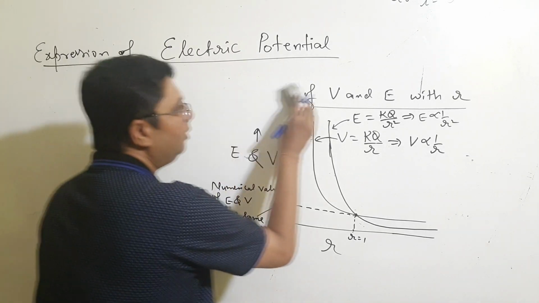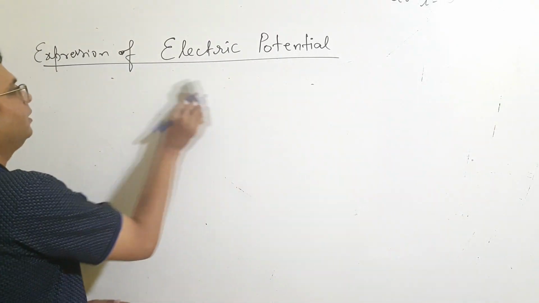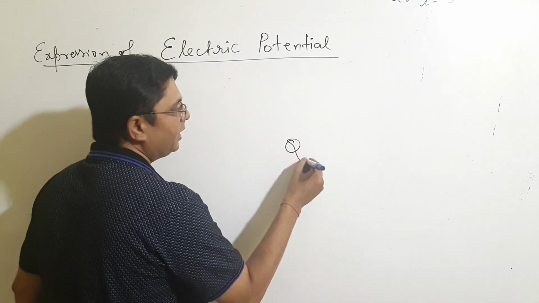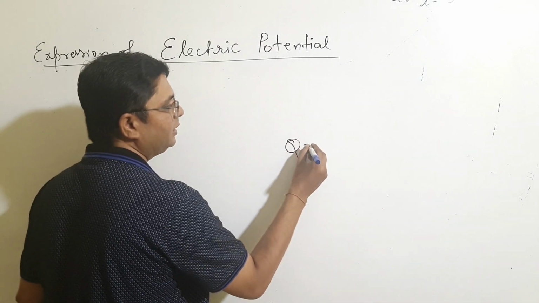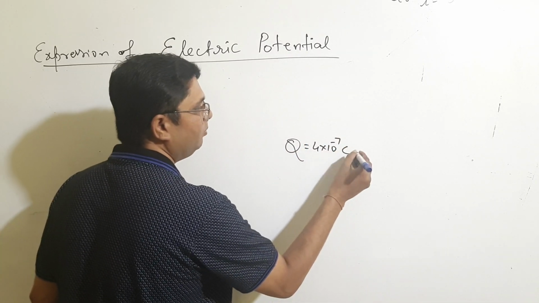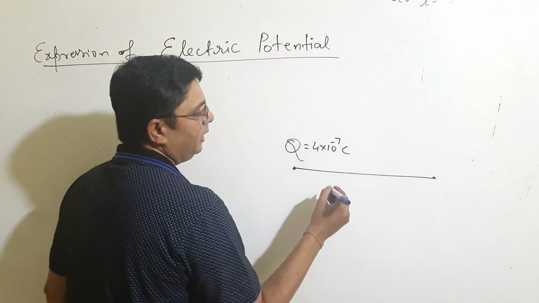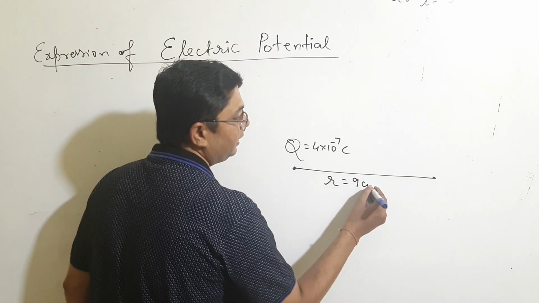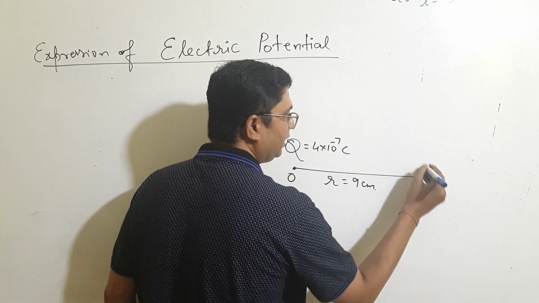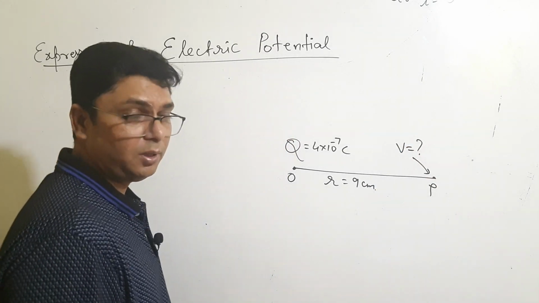Let us see a numerical to enhance your concept. Numericals are very important in physics. Here we are taking a charge q. The charge q value is 4 into 10 to the power minus 7 coulomb. Let the distance r be 9 centimeter. This is point O, this is point P. The question, part A, is: what is the value of potential V here?